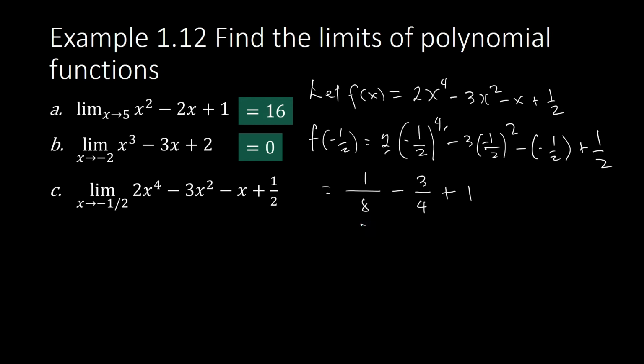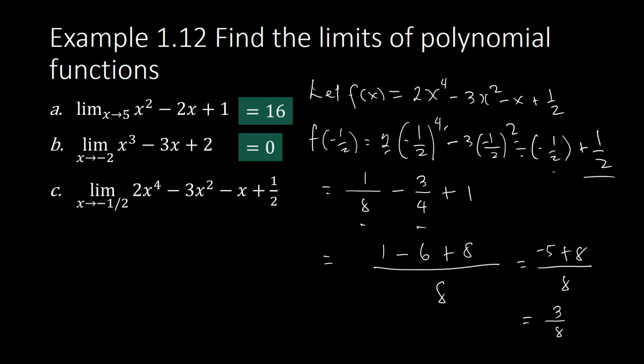And this one is negative 1/2 raised to 2, so that's just 1/4. So negative 3 times 1/4 is this one. This one is, look at this, minus negative 1/2, so that is just 1/2. And then plus 1/2, so that is just equal to 1. Okay, so let us simplify this. So the limit of this function as x approaches negative 1/2 is equal to 3 over 8.